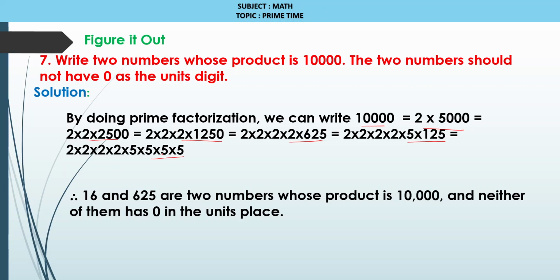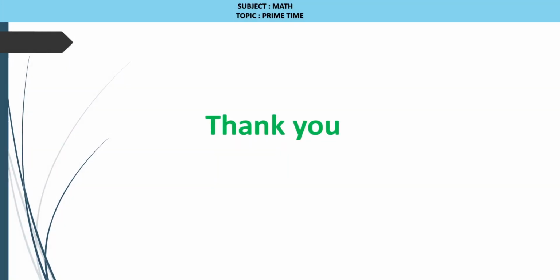So, if we multiply all the 2s, 2 times 2 times 2 times 2, we get 16. 5 times 5 is 25, 25 times 5 is 125, 125 times 5 is 625. So these are the two numbers whose product is 10,000, and neither of them has a 0 in the units place.